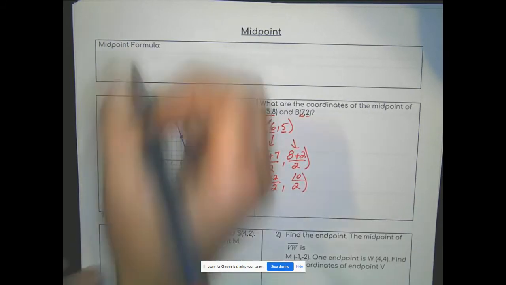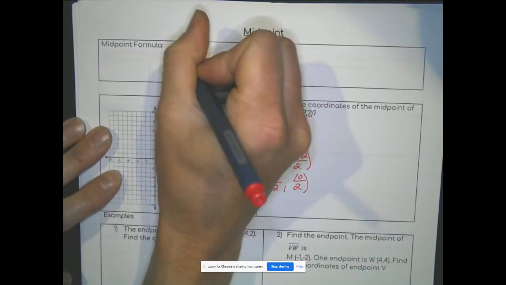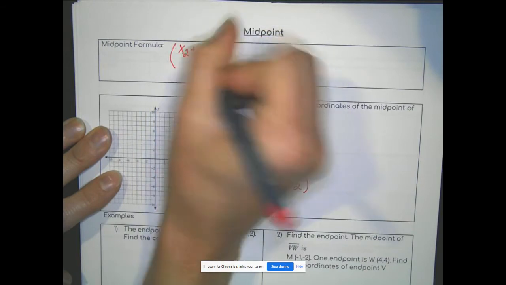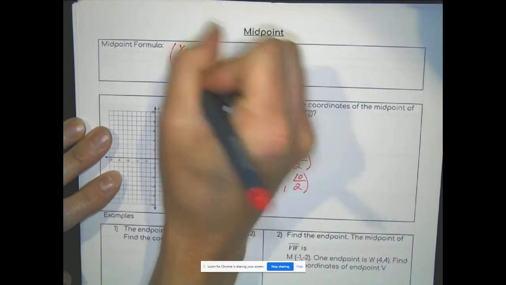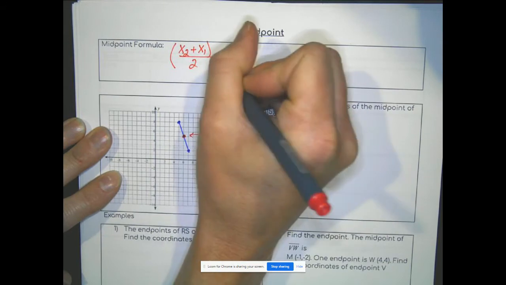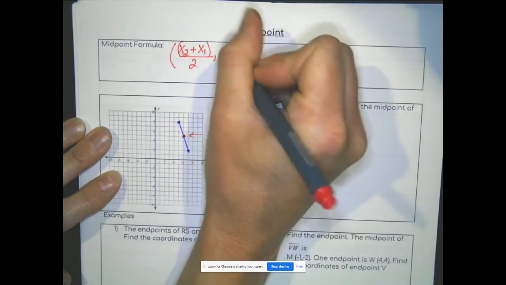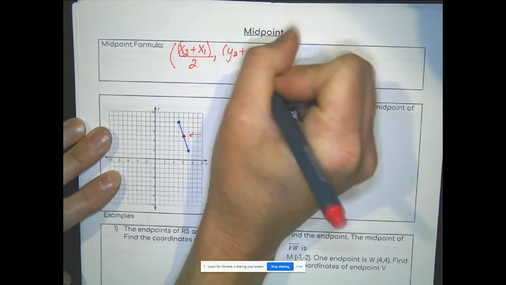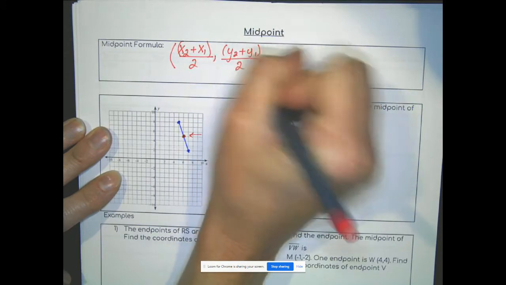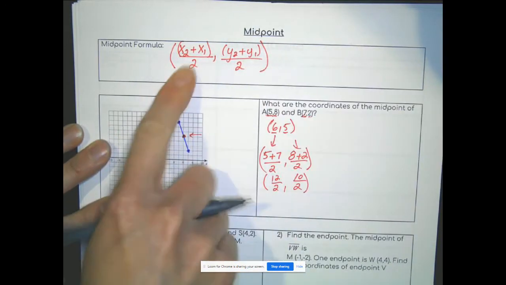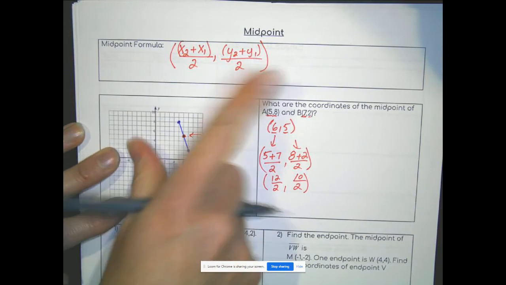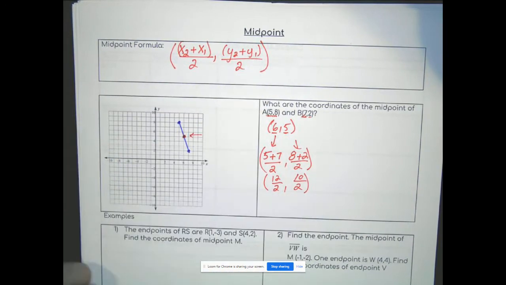So the midpoint formula, it's just going to be one of those things. It's just in the middle. It's x2 plus x1 divided by 2, and you have y2 plus y1 divided by 2. And honestly, the order doesn't matter. So this is going to give you the x value of the point that's in the middle. This is going to give you the y value of the point that's in the middle.